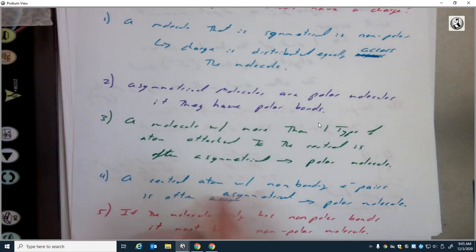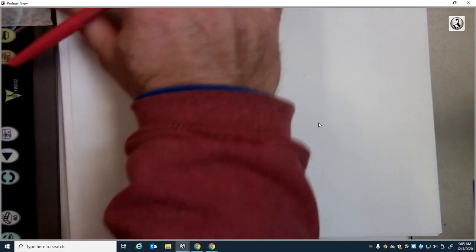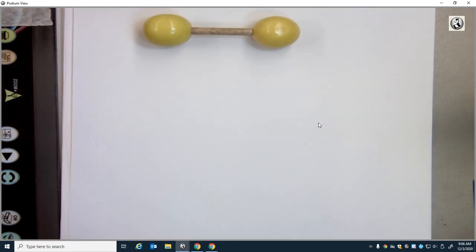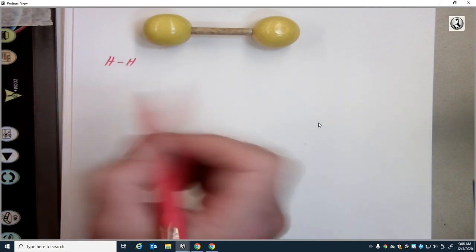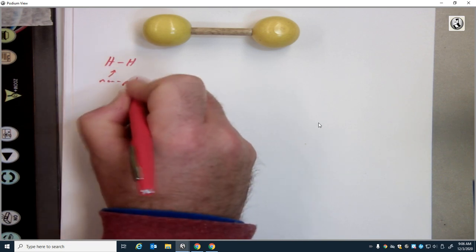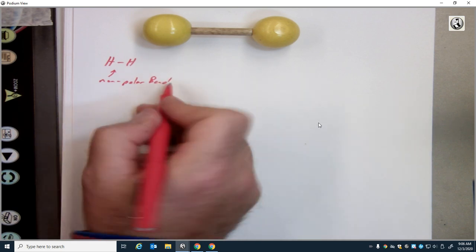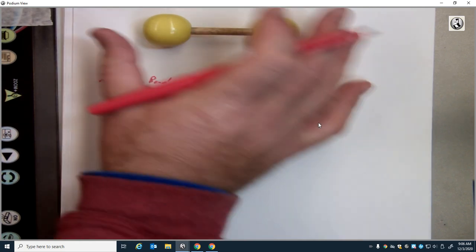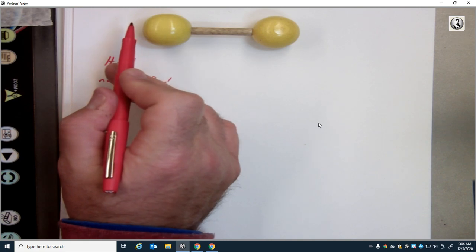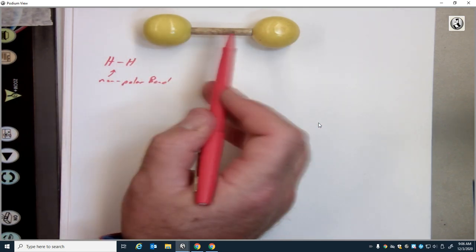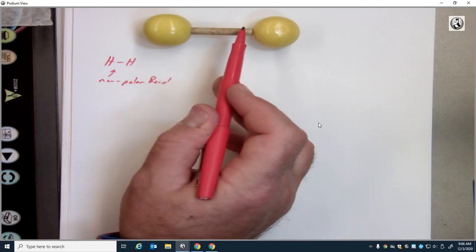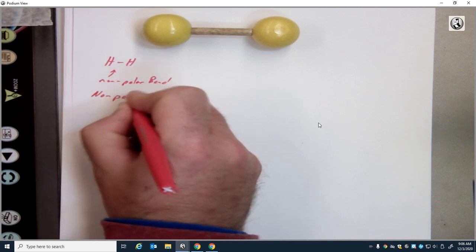So let's look at some examples. Let's go right back to our hydrogen, or diatomic hydrogen. Remember, if we're talking about bond polarity, we're saying this is a non-polar bond. The electrons are shared equally. So this is bond polarity. What about molecular polarity? Is this molecule polar or nonpolar? In other words, is this end positive and is this end negative? Do the ends have opposite charge? Do they have poles? Well, in this case, if the electrons are shared equally, there is no slight negative end or slight positive end. So this would be a non-polar molecule.